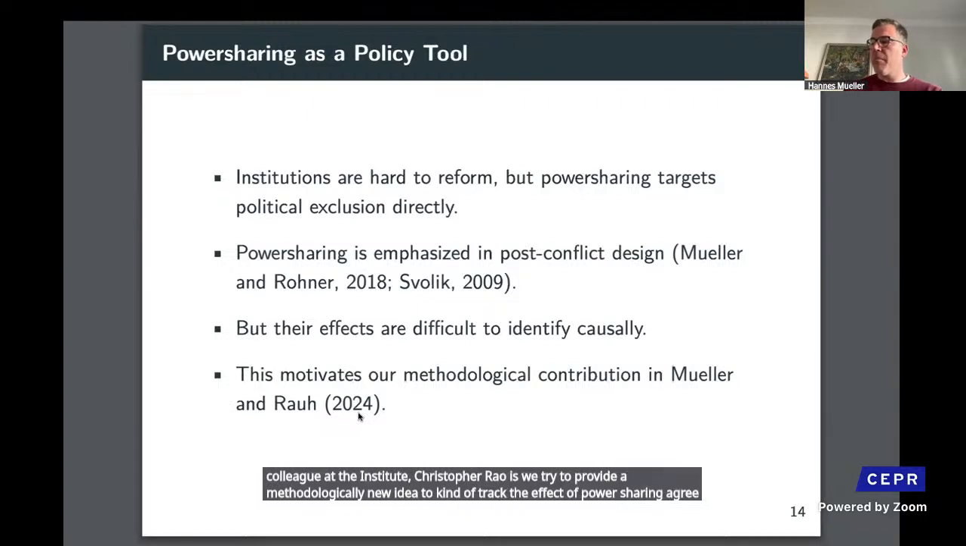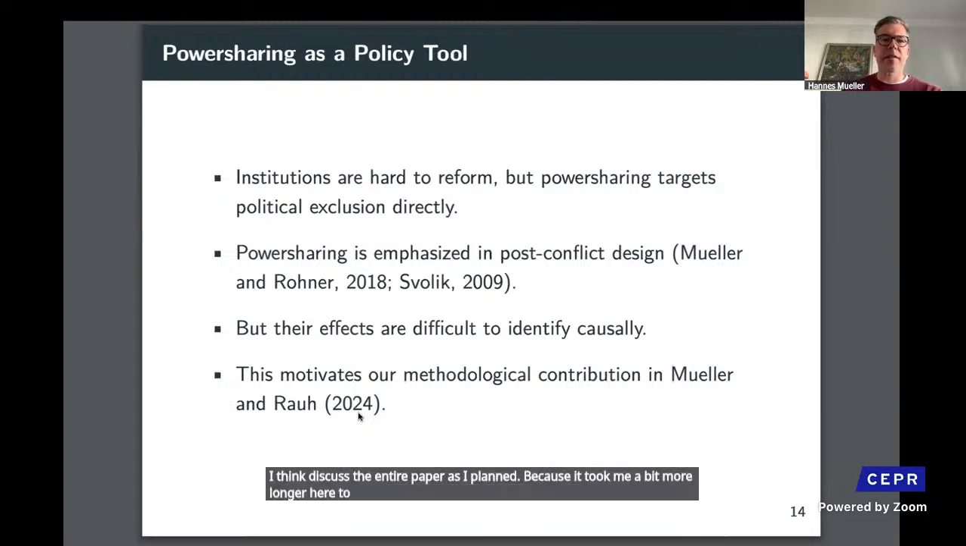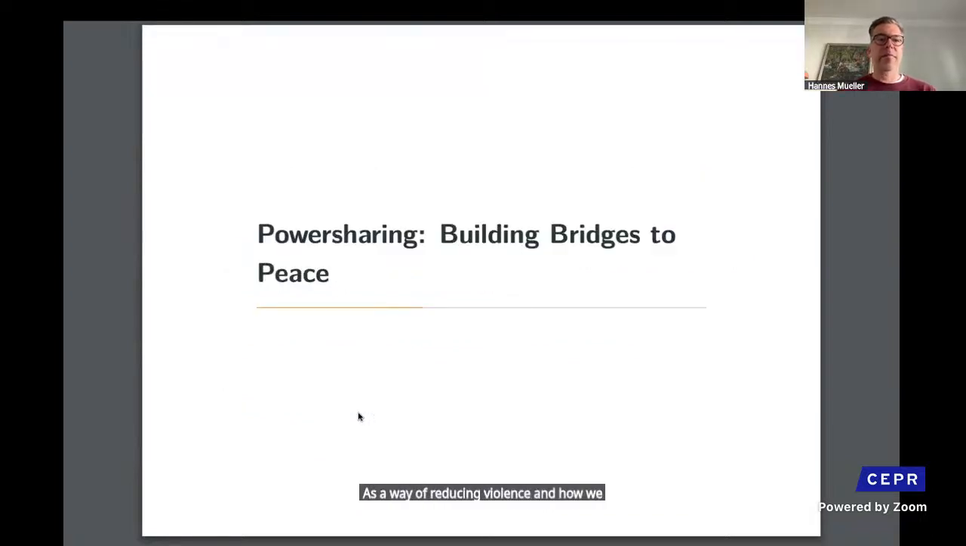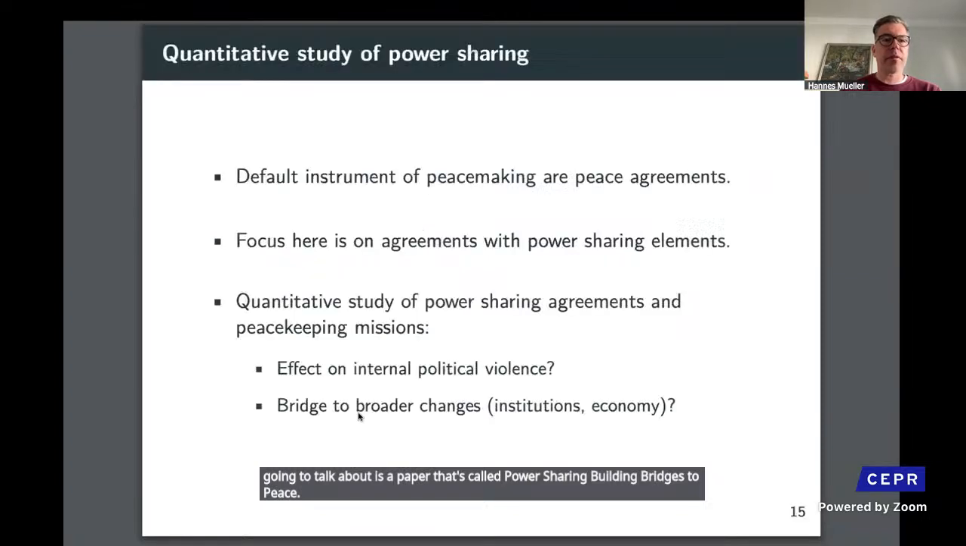I'm not going to manage to discuss the entire paper as I planned, because it took me a bit longer to go through the slides, but I think it's worth shifting gears now and thinking a little bit more about a specific policy, power sharing agreements as a way of reducing violence, and how we tackle this. So this is what I'm going to talk about. It's a paper called Power Sharing: Building Bridges to Peace, with Christopher Rao.